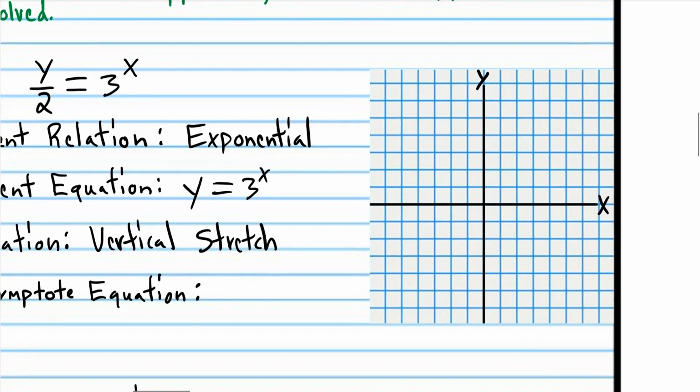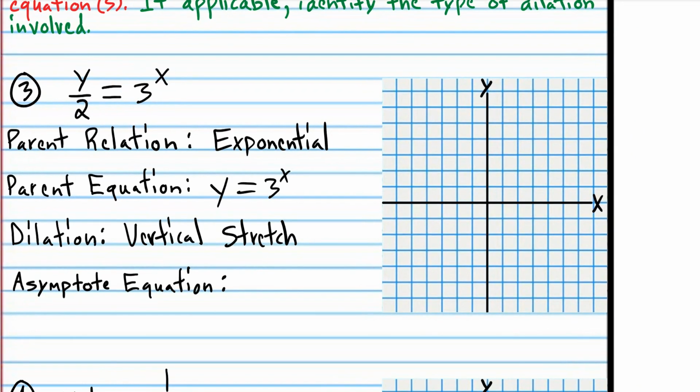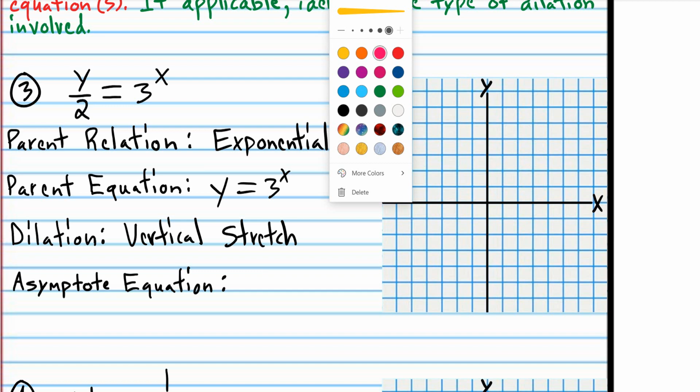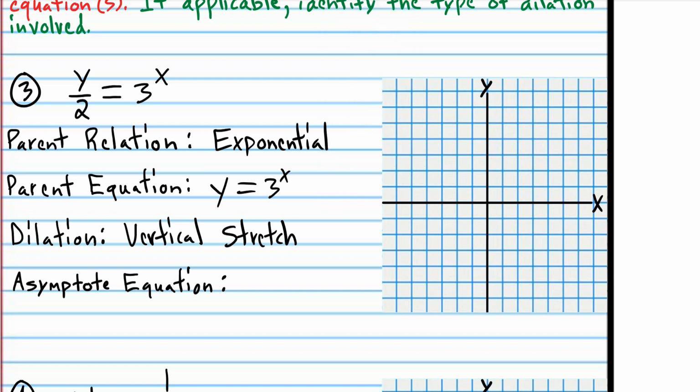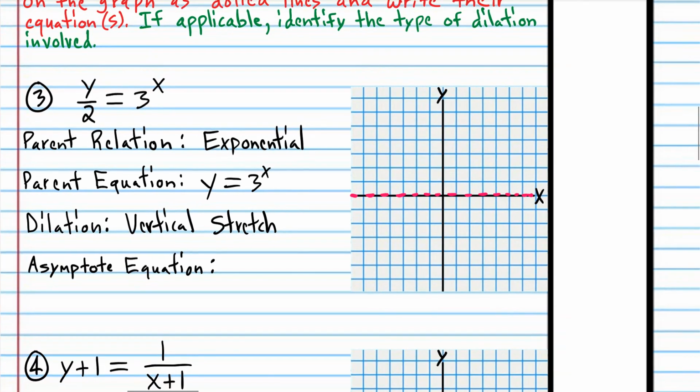And so the asymptote is going to be on the x-axis. The dilation is not really going to change the location. Remember, sometimes dilation does change the location of an asymptote, but when the asymptote is on the x or y axis, it does not change the location.